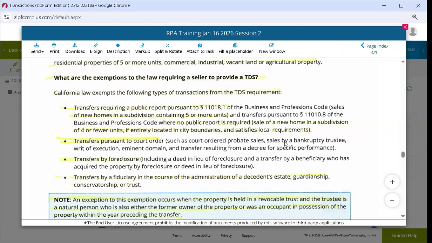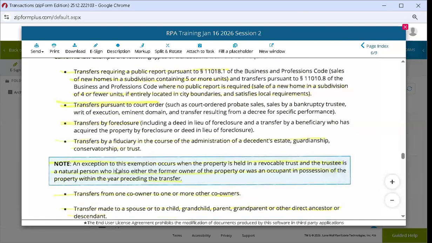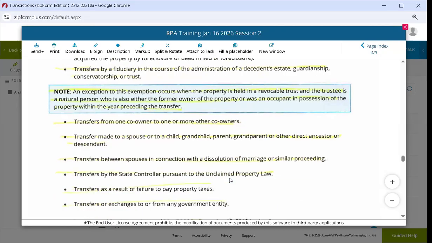Transfers pursuant to court orders, transfer by foreclosure, transfers between fiduciaries in the course of administration of an estate, guardianship, conservatorship, or trust. And you note here, an exception to this exemption occurs when the property is held in a revocable trust and the trustee is a natural person who is also either the former owner of the property or was an occupant or in possession within the year preceding. So if that's the case, they won't be exempt.